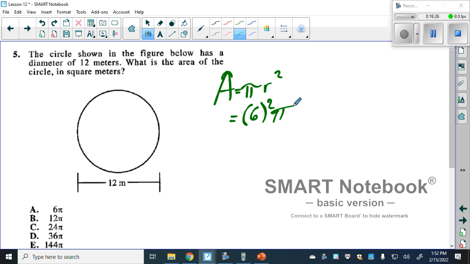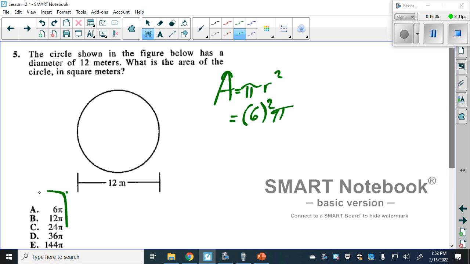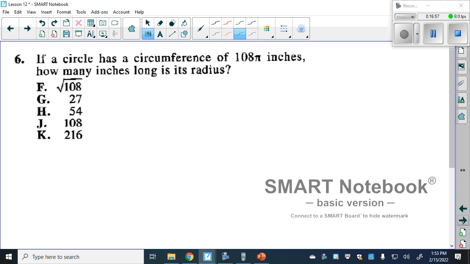6 squared times pi. 6 squared is what? 36, yes? Well, apparently it's going to scroll. So the answer would be 36 pi. And that's it. Any questions on this here? I think we're good with finding the radius.